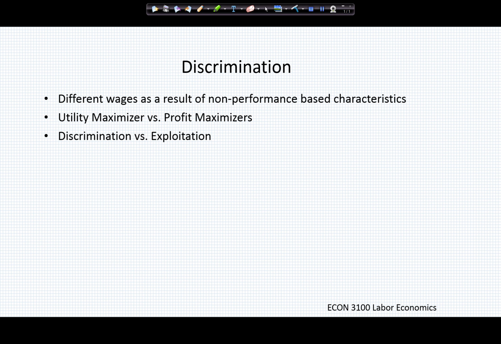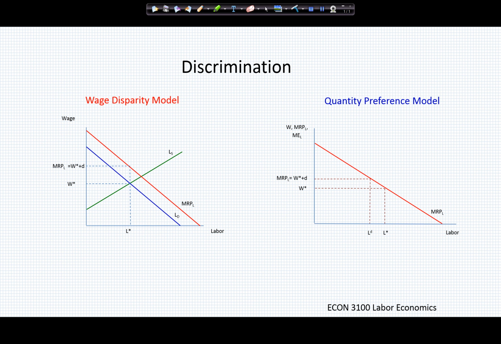So now let's look at a model that would talk about these. There are two different types of discrimination models. There is a wage disparity model and a quantity preference model. The quantity preference model is a little bit less intuitive, so let's start with the wage disparity model, in which you'll see that we have a labor supply curve, we have a labor demand curve, but that labor demand curve is obviously much lower than the marginal revenue product of labor. So in this case, this firm is going to demand this type of worker, and it has a lesser demand for them than their productivity, in which case they're going to pay them a lower W star.